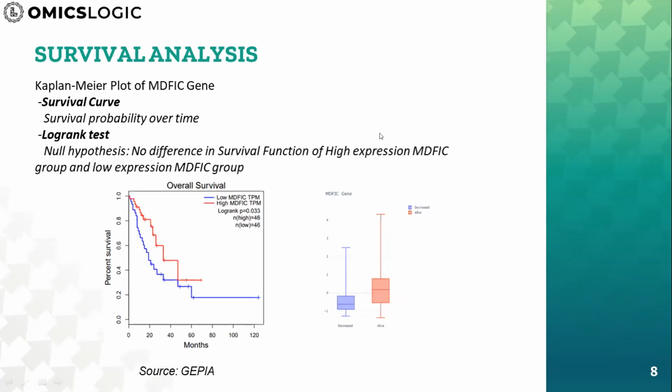The log rank test is a hypothesis test. It works by setting up a null hypothesis that there is no difference between the survival functions of the two groups. In this case, there is no difference in the survival function of the high expression MDF1C group and the low expression MDF1C group. The result of this log rank test was 0.033, which is less than 0.05. As a result, we reject our null hypothesis, and we can confidently say that there is a difference between the survival functions of these two groups.